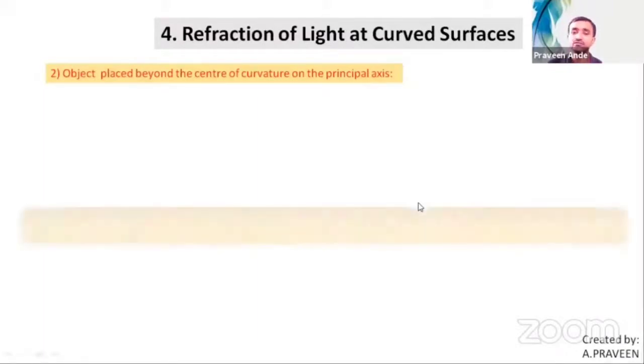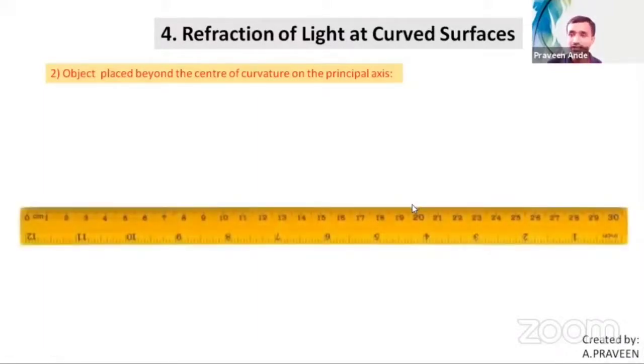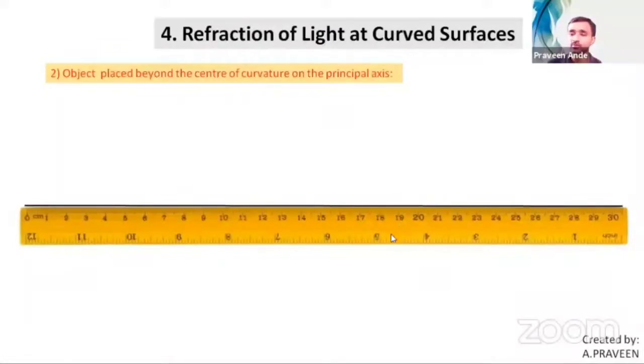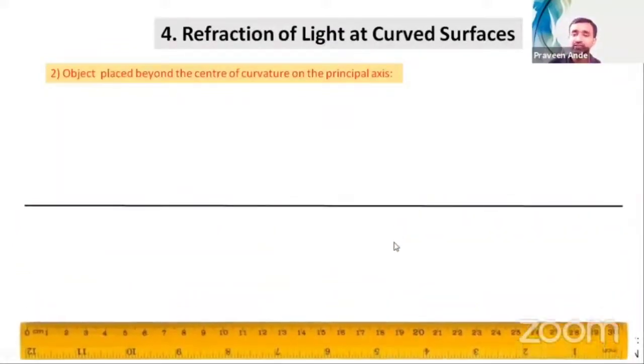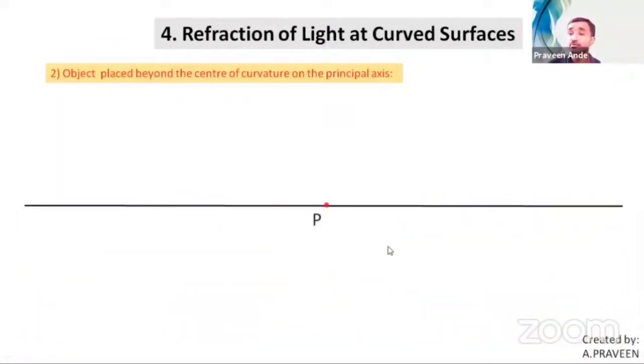Look at that. First, take the paper horizontally and place your scale horizontally. Draw the principal axis here. Okay, I have drawn the principal axis. Then remove the scale. Choose the point in the middle of the principal axis, as you see here. Name it as pole P. Next, draw the vertical line, right?